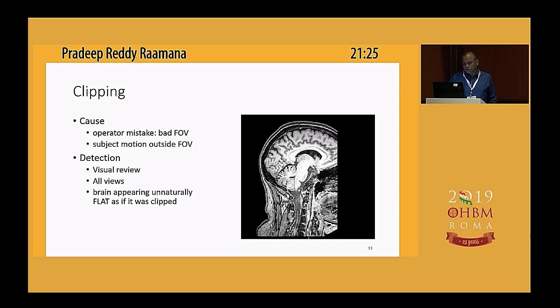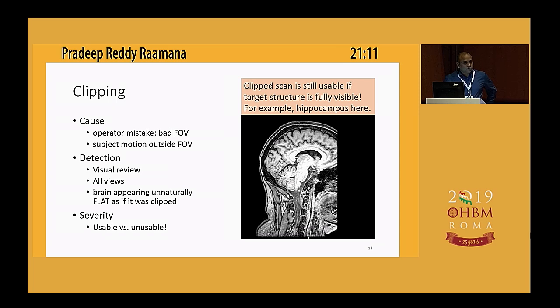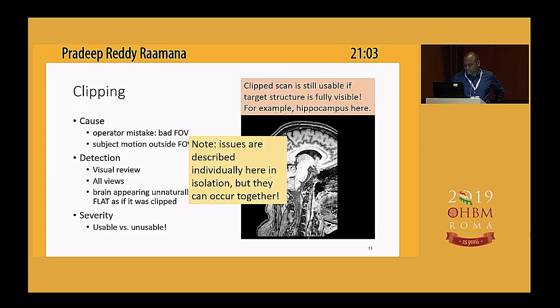And what you want to look for is brain appearing unnaturally flat. So this is clear, right? And usable or not usable depending on how much and where the clipping is, right? So in this case, I think we might be able to use it for some subcortical analyses. Like I said, all these issues will be described individually in isolation, but they can occur together, right?